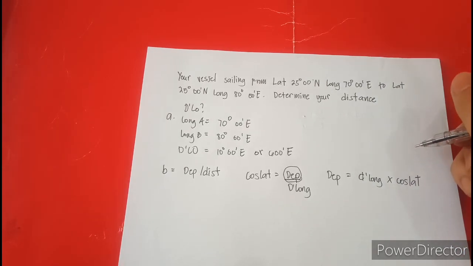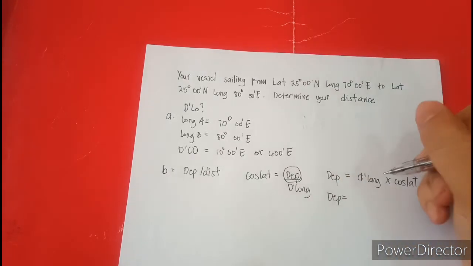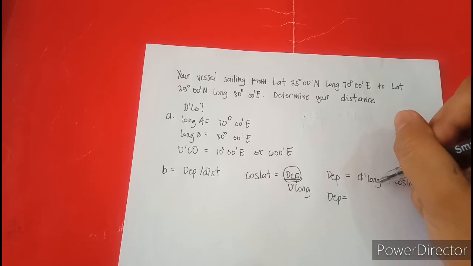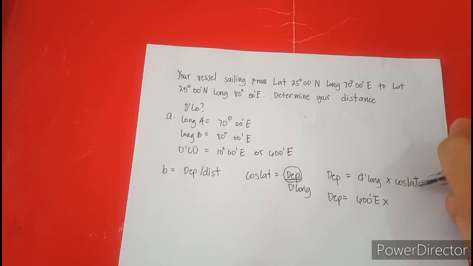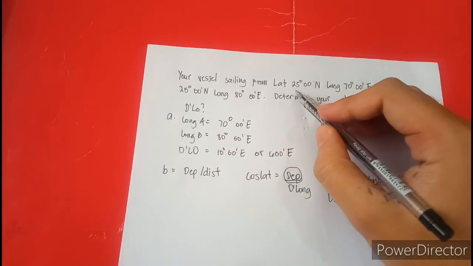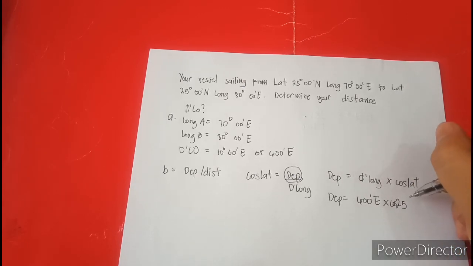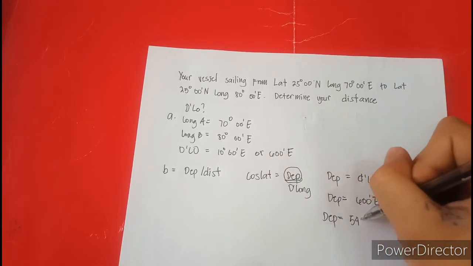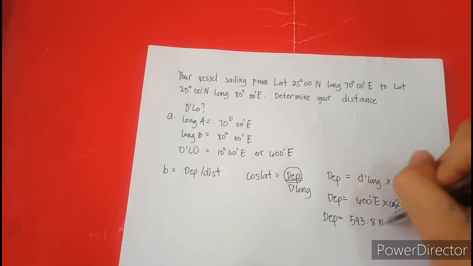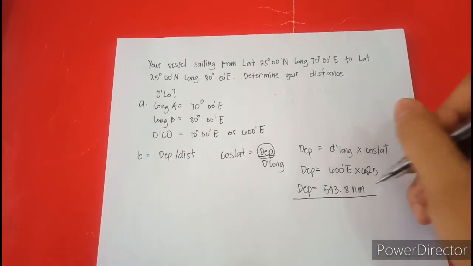Now the departure is equal to our difference of longitude, 600 minutes east, times the cosine of our latitude, which is 25 degrees. So the departure now is 543.8 nautical miles. That's how you solve for the parallel sailing.